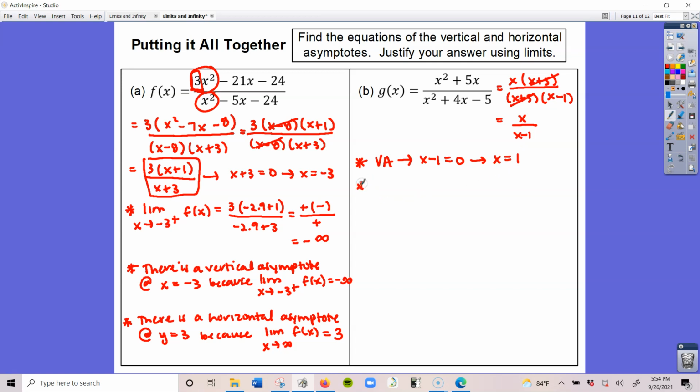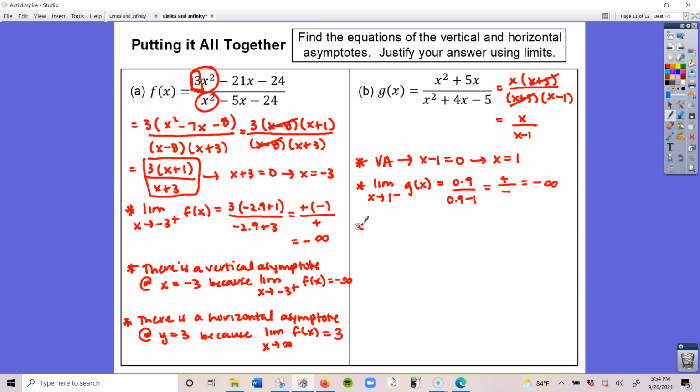So let's do the limit as x is approaching that number, 1, and you can choose the left or the right. I did the right here, so let's do the left of g of x. And now I'm going to plug in a number slightly to the left of 1, which would be 0.9. Now 0.9 is positive, and 0.9 minus 1 is negative, so positive over negative would give me negative infinity.